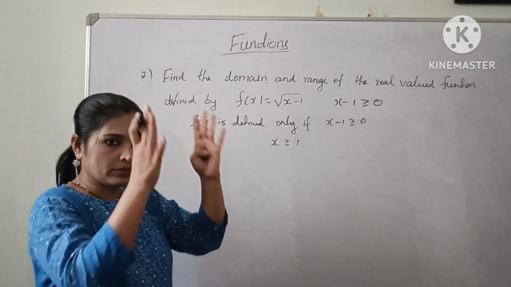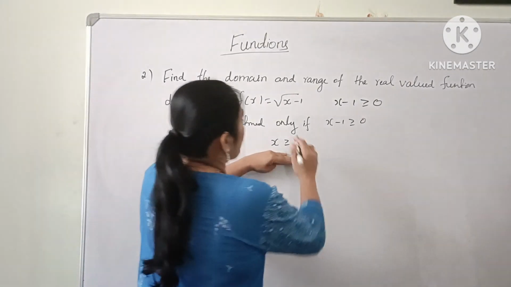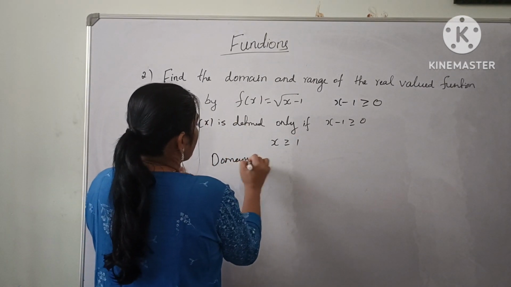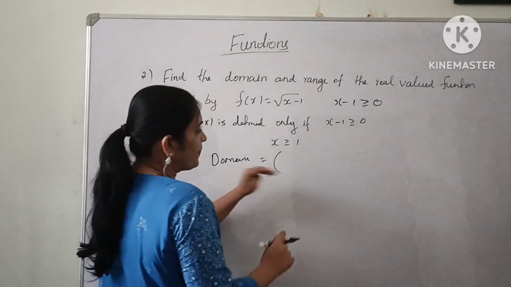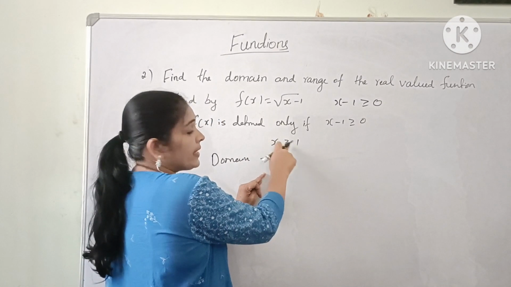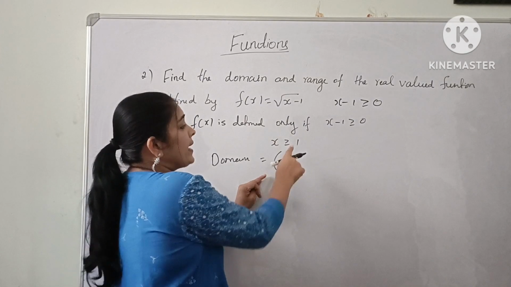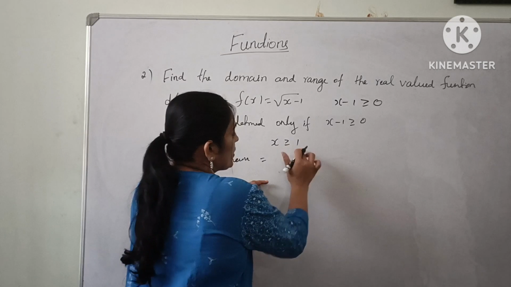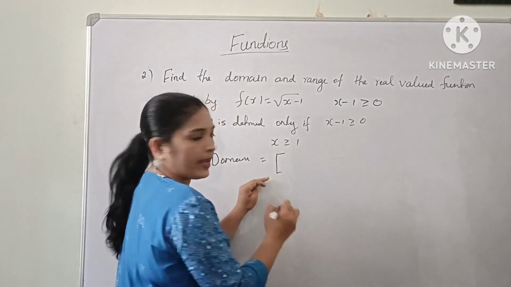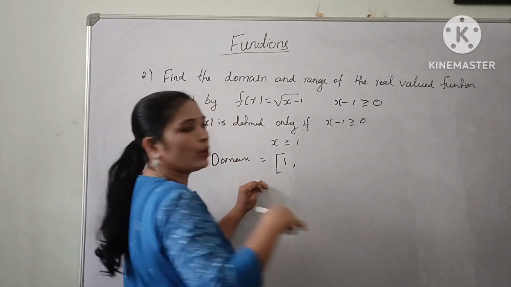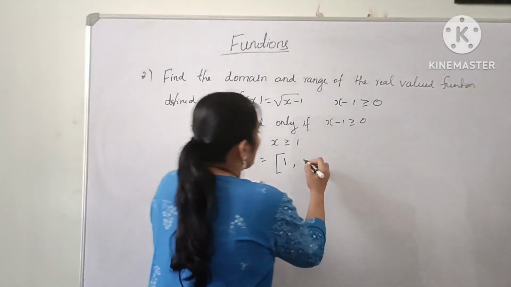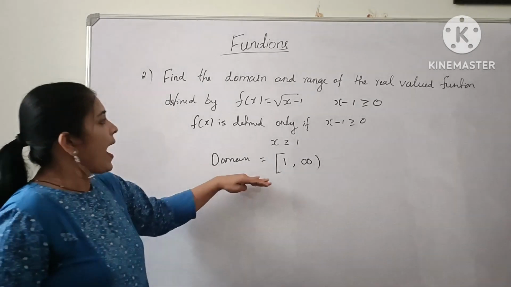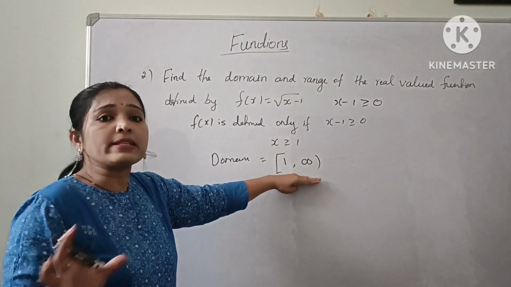all the elements of the first set, right? So x values. So what is the domain? Domain is nothing but x greater than or equal to 1. So the elements start from 1, and 1 is included, so closed bracket, 1 to infinity. Okay, 1 to infinity. So it is the domain. And these are x values.